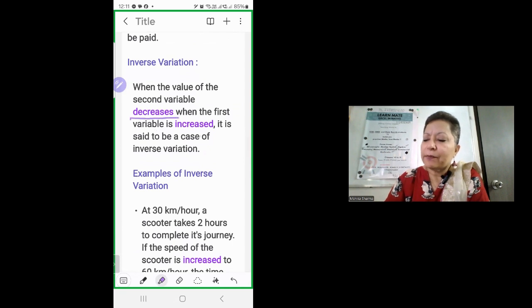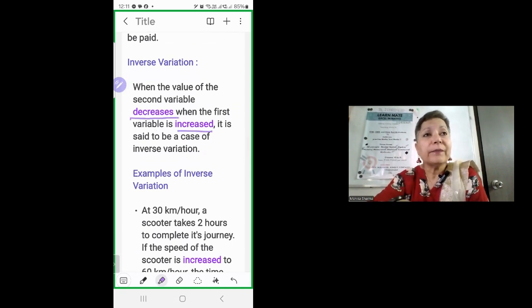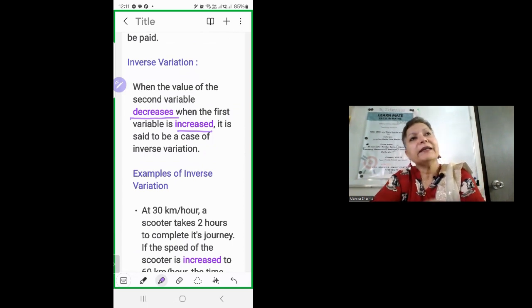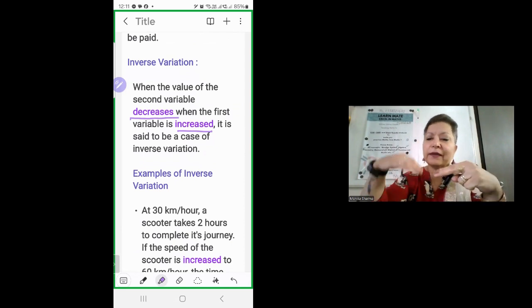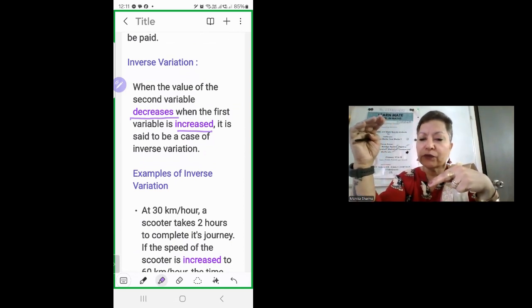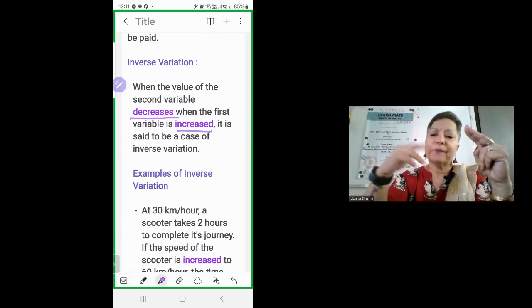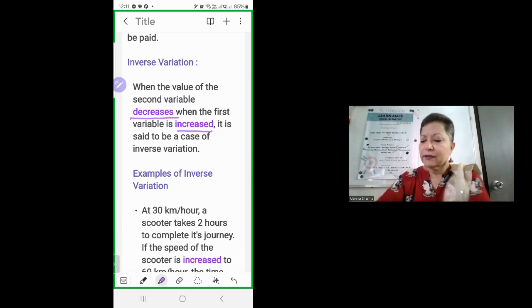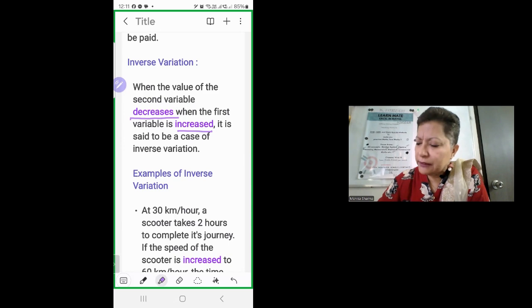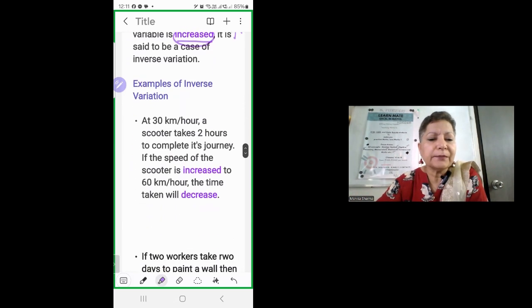Now I had given you an example of number of men and the work done in a number of days. So when I decreased the number of men, the number of days in which the work would be completed actually increased. And when I increased the number of men, the number of days decreased. So when the first variable is increased, the second variable decreases. Is that okay? So there is a case of inverse variation. So let's just see what could be the examples.